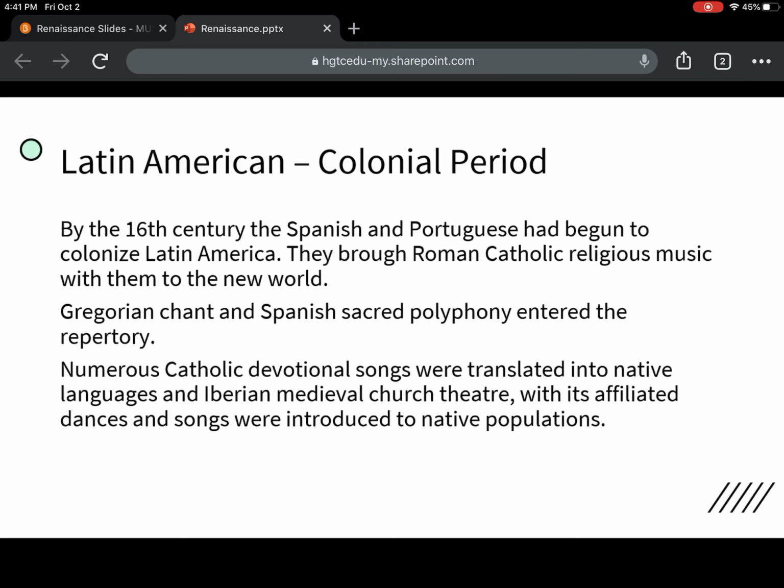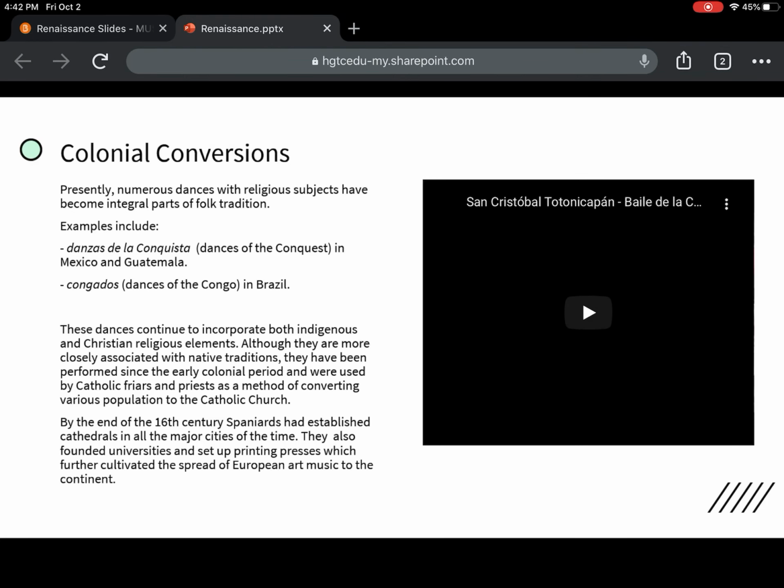They brought with them, as they came from Spain and Portugal, Roman Catholic religious music to the New World. Gregorian chant and Spanish sacred polyphony entered the repertoire. Numerous Catholic devotional songs were translated into native language. An Iberian medieval church theater with its affiliated dances and songs were introduced to the native populations.